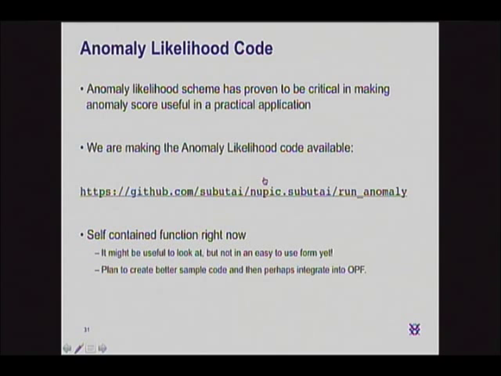It's right now just a self-contained function. It takes in a list of anomaly scores and outputs a likelihood for them. I think it might be useful to look at. I wouldn't say it's in a super easy to use form yet. It's in the way we use it in Grok. But one of the things we could do is create better sample code around this and then maybe integrate it directly into the OPF. So the OPF itself is outputting not only the anomaly score, but also the likelihood, so then you can decide which one you want to use.